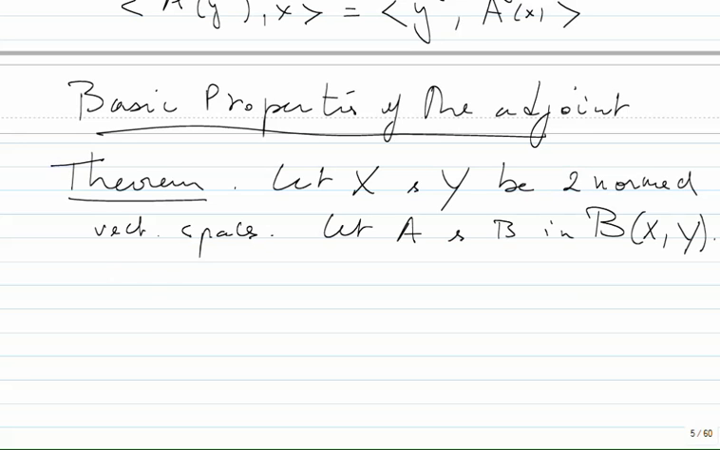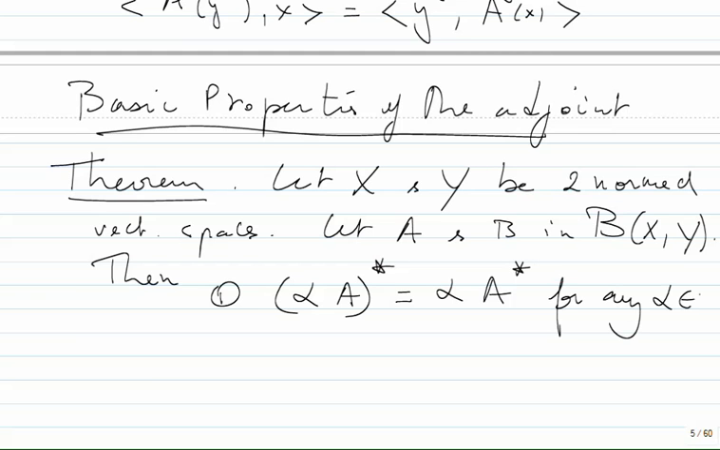Then we have, number one: if you take alpha A conjugate, you get alpha conjugate A conjugate, for any alpha in R. Okay, if you have a complex vector space, the scalars are complex, then you have there the conjugate of alpha, okay, the conjugate of alpha as a complex number. Okay, number two, if you take A plus B as a linear operator, you will find A star plus B star. Okay, the last property concerns the composition. How does the adjoint behave with respect to the composition?